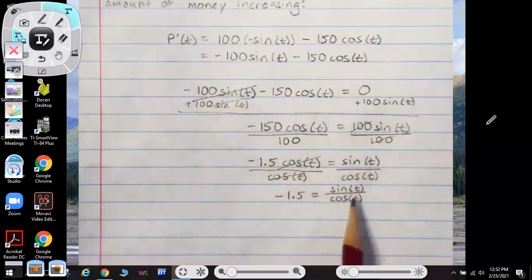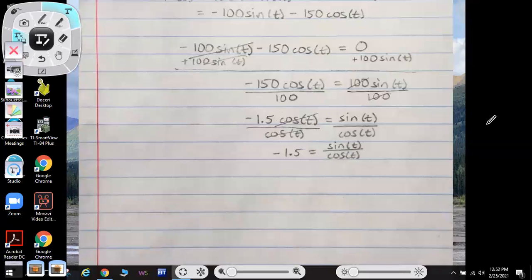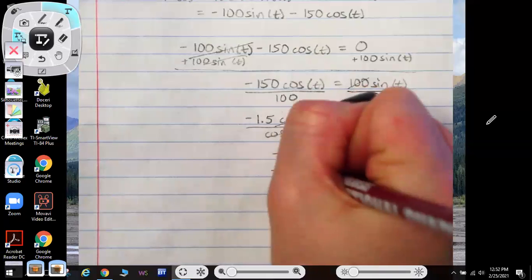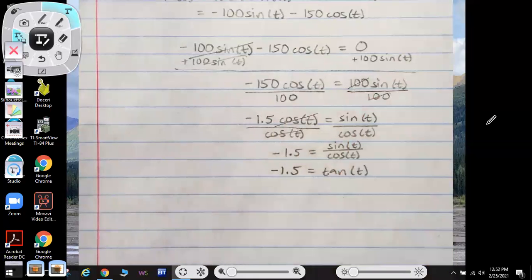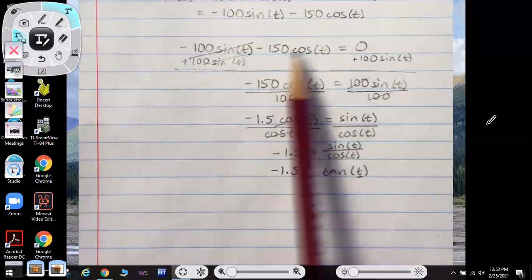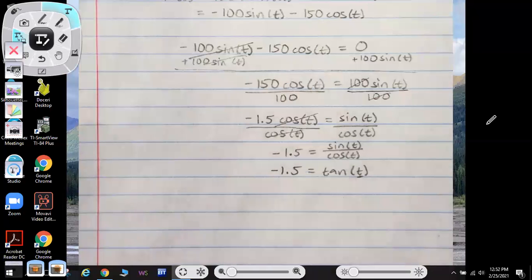Does anyone know a different way that we can write sine over cosine? Tangent? Yep. So we can rewrite sine over cosine as tangent of t. Okay. This is still not telling us what t values make our derivative 0. We're still not quite there.